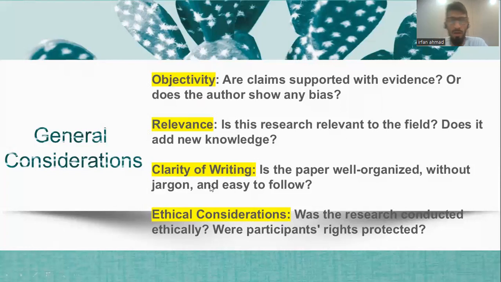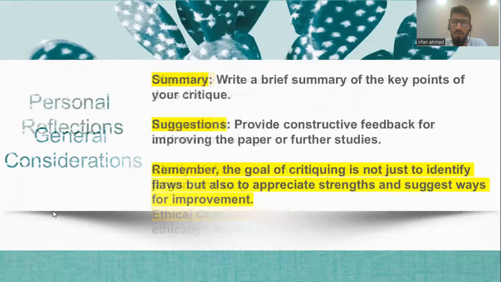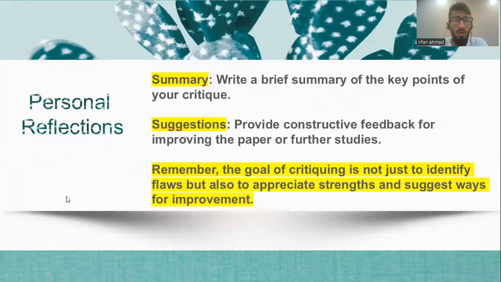This is I think the end of the critique process. Okay, personal reflection: write a brief summary of the key points you criticize. This is for the journal editor. If someone asks you to critique this article for their journal, this is the personal reflection. Write a brief summary of the key points you critiqued.